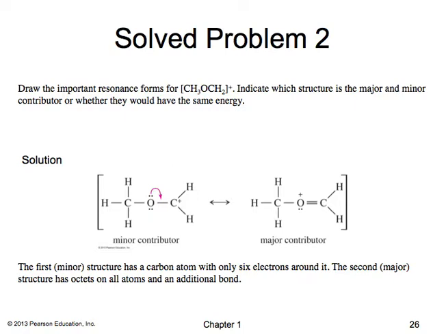So if we do a problem, the problem says draw the important resonance forms for this molecule shown here. Indicate which structure is a major and minor contributor, or whether they would have the same energy. So if we draw it out in terms of Lewis dots, we would draw out the structure here in which you have a positive charge on the carbon. Now you can have the electrons from the oxygen come in and quench that positive charge, migrating that positive charge to the oxygen. Now, of these two forms, which one is the major and which one is the minor? This one is the major. The major has octets around all atoms and an additional bond. And here in the minor structure, the carbon has only 6 electrons on it.